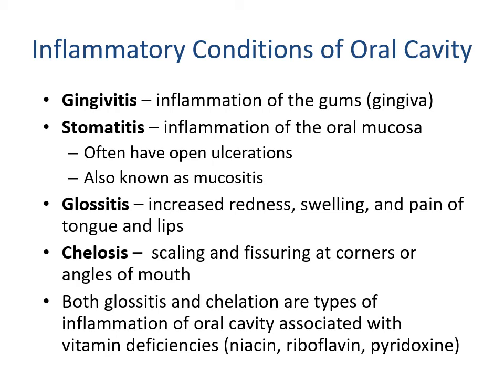Now again, we talked about inflammatory conditions of the oral cavity, so we have gingivitis, which is inflammation of the gums. We have stomatitis, which is inflammation of the oral mucosa. So this is where we have open ulcerations, or you also hear this referred to as mucositis, which is inflammation of the mucous membranes. We have glossitis, which is increased redness, swelling, and pain of the tongue and lips. We have cheilosis, which is scaling and fissuring at the corners or angles of the mouth. And so again, both glossitis and cheilosis are types of inflammation of the oral cavity, most commonly associated with vitamin deficiencies, including niacin, riboflavin, and pyridoxine.